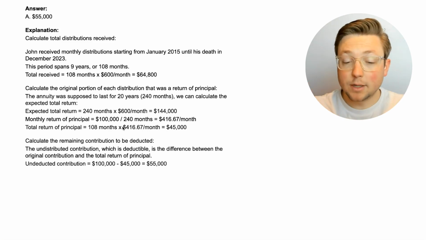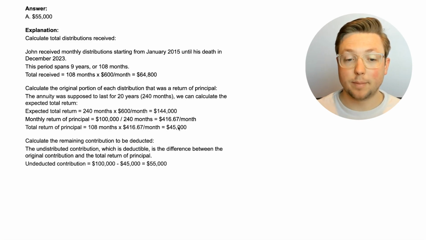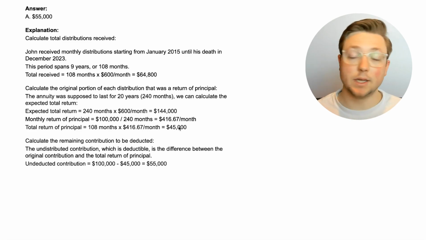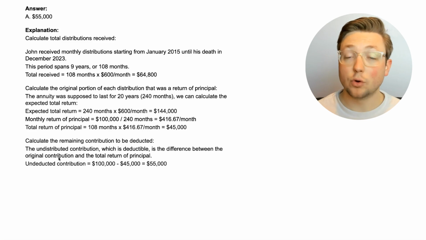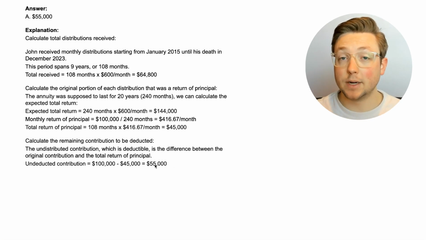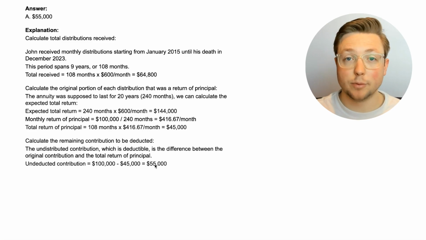So that's probably a little bit confusing, but basically this is the amount of this $64,800 that he's received over the past 9 years that is actually just a return of principal. It's just a return of the money he put in. So we subtract that $45,000 from the total contribution he put in, meaning that there's still $55,000 of the money that he put in that has not been distributed yet. So this can be taken as a deduction in his final year tax return in the year he passes away. So let's go ahead and go to the next question to keep building on this.